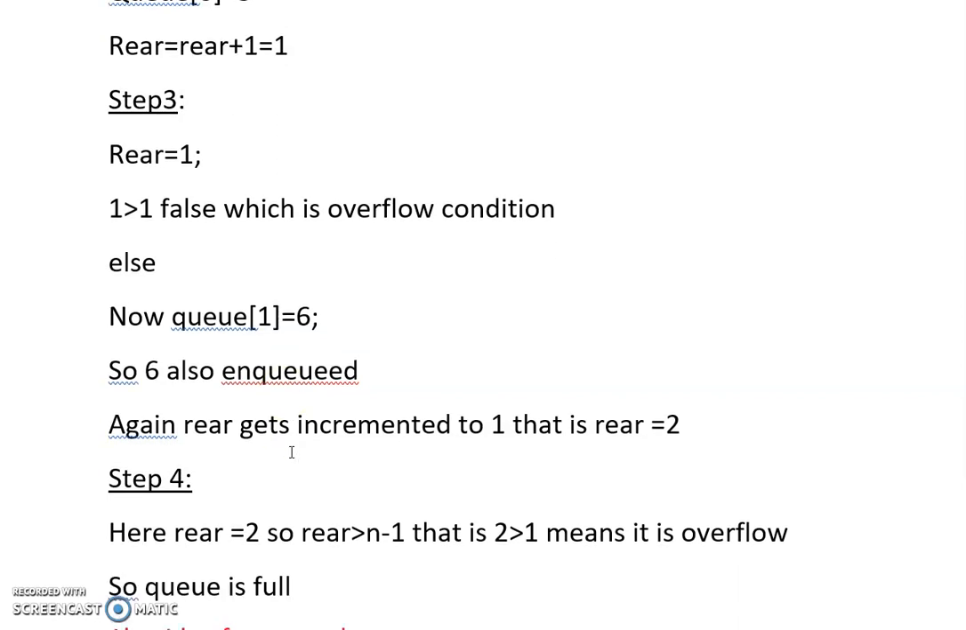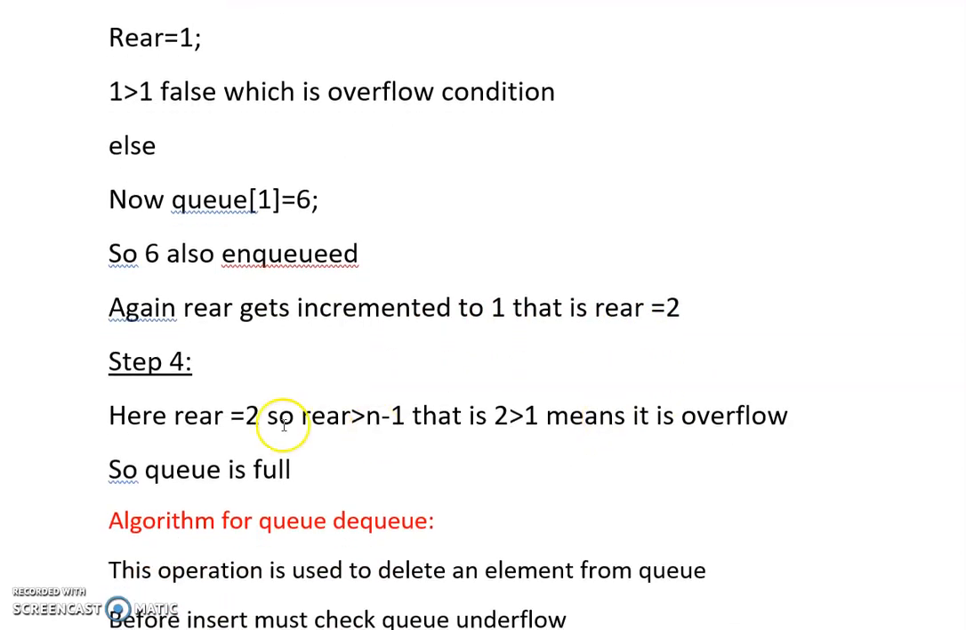After insertion we must do the increment, that is rear equals rear plus 1, so rear equals 2. Here rear equals 2. So is rear greater than n-1? Rear value is 2, n minus 1 is 1, and 2 greater than 1 is true. That means the queue is full. We can't insert any more elements here.